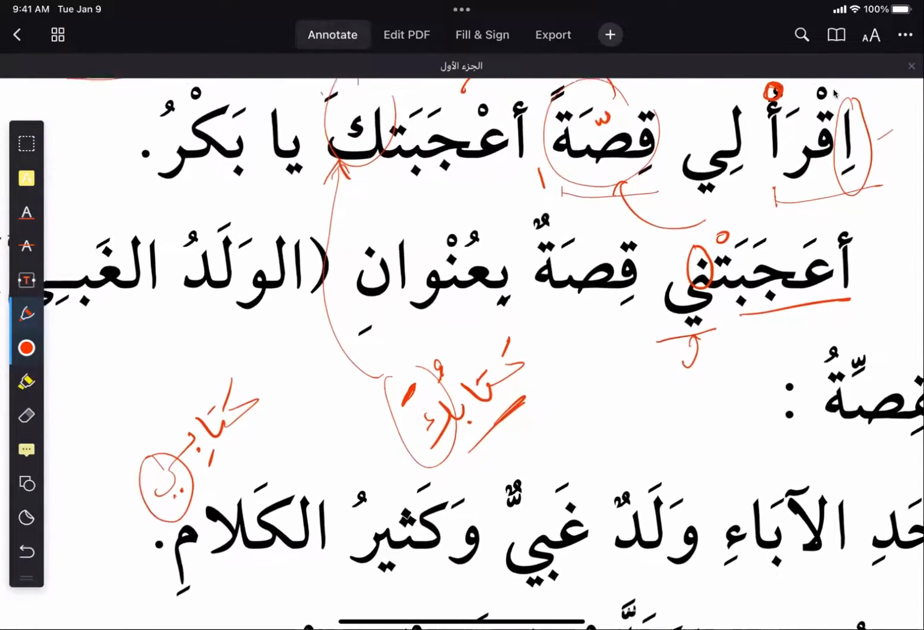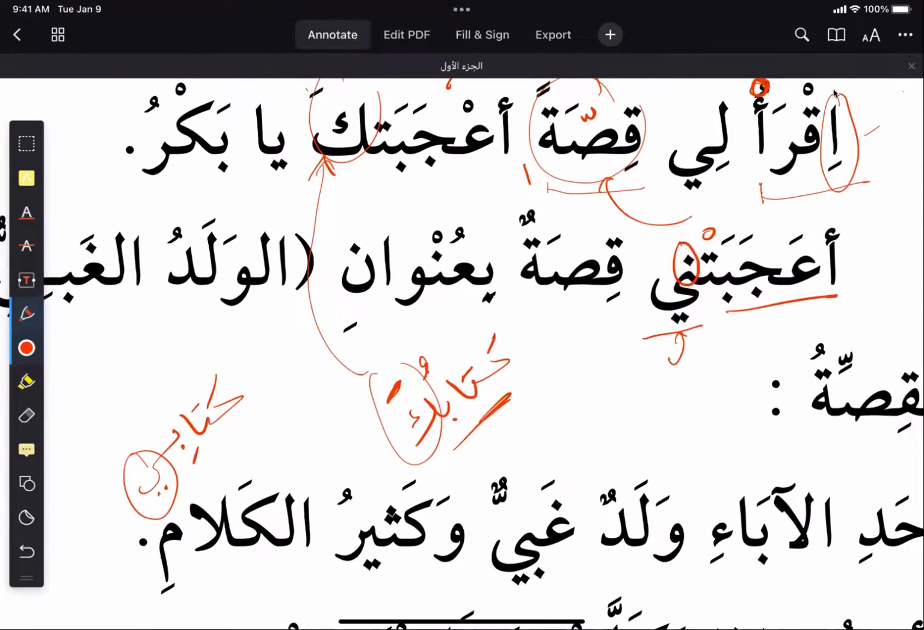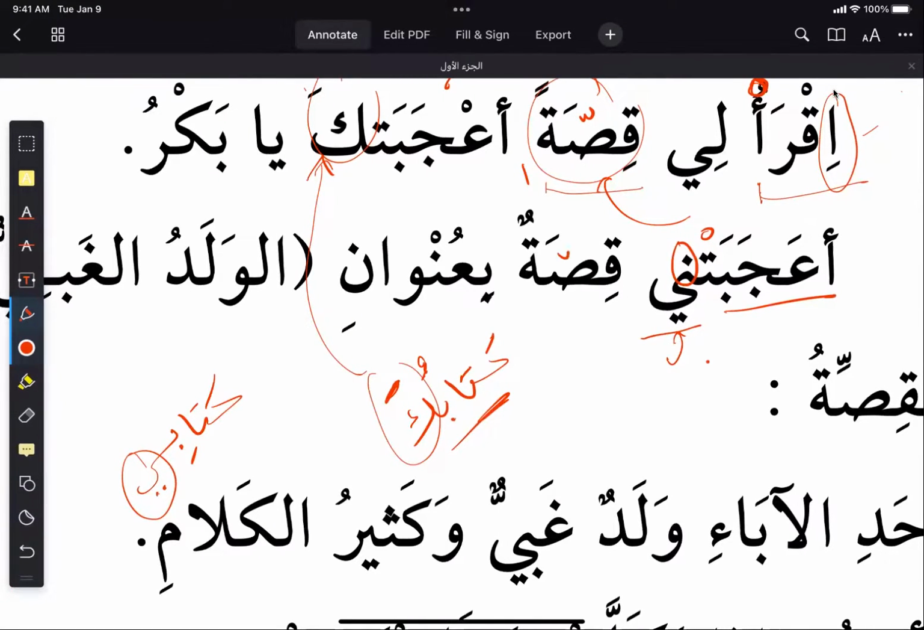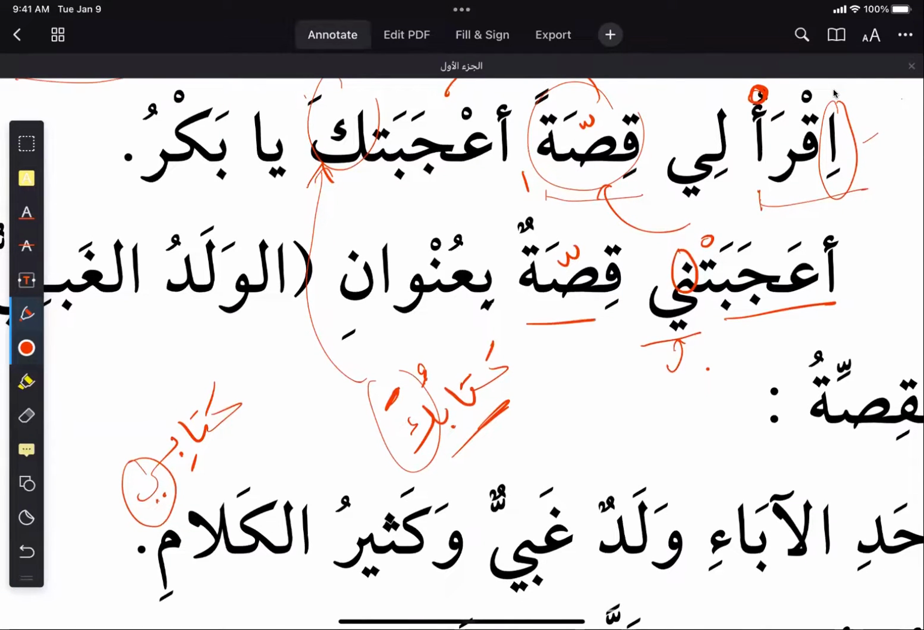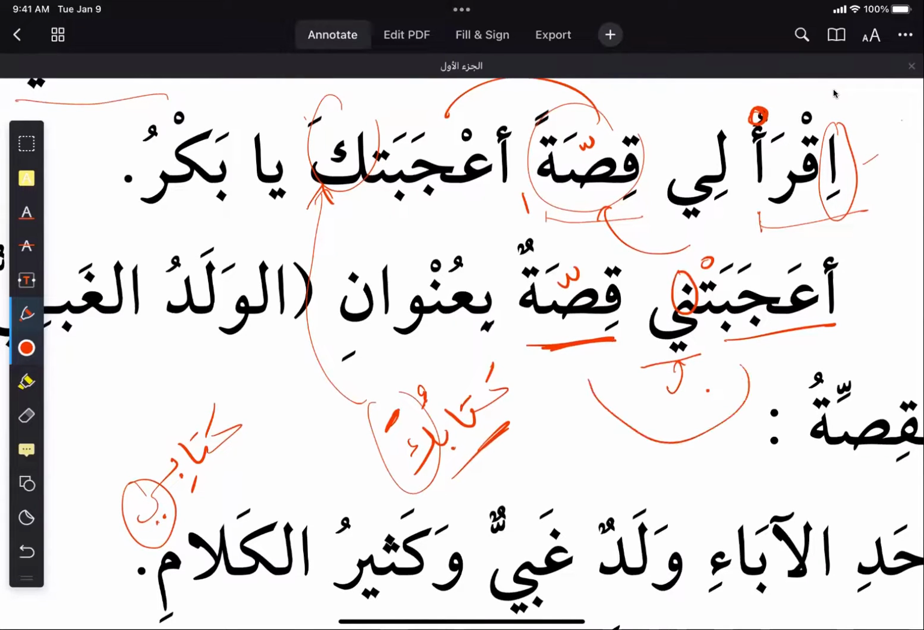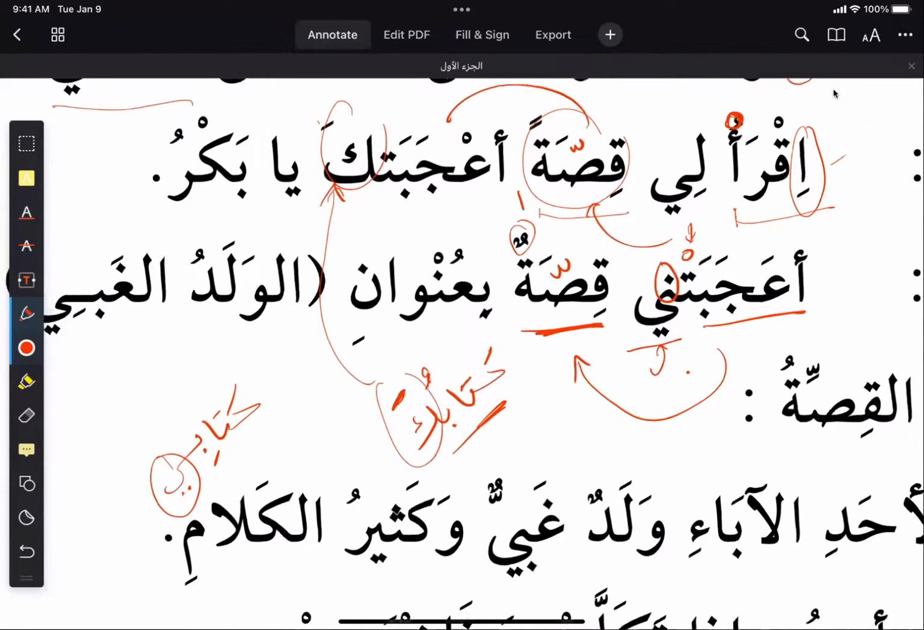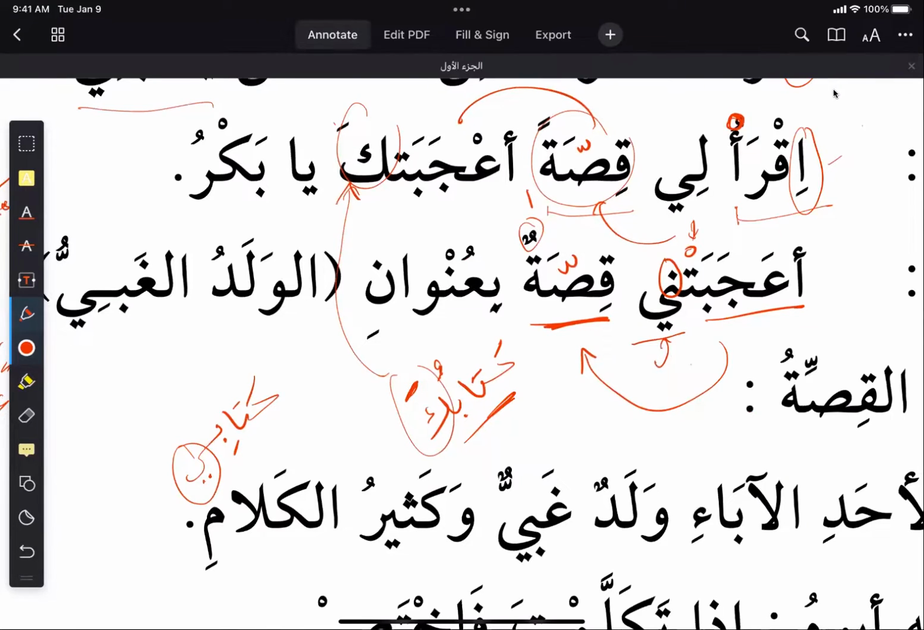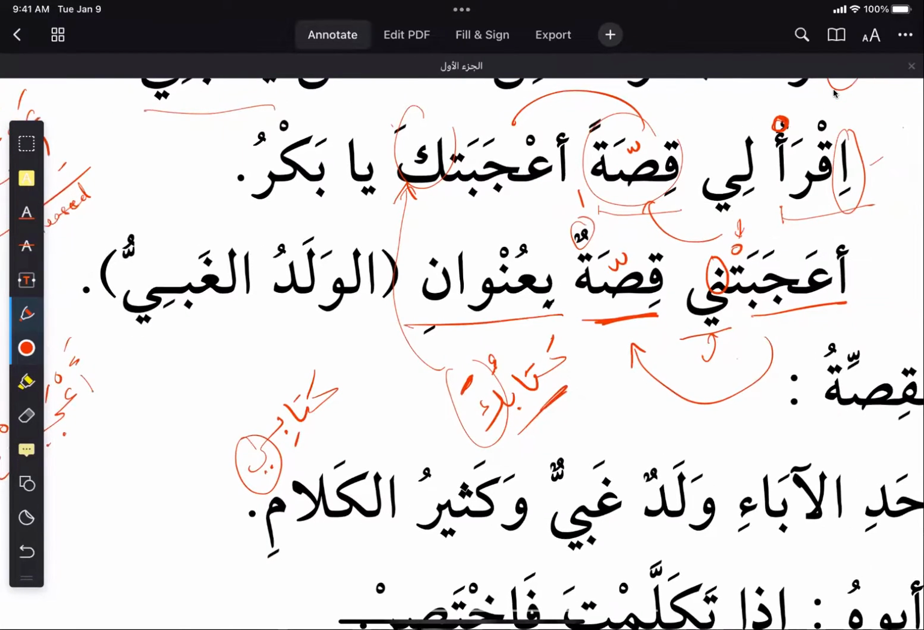Now, so ajabatni, again, keep on making mistakes here. Qissatun. See, now we know exactly which one is the subject. It's very clear because the subject, as we know in the verbal sentence, always comes after the verb. And we also have dhamma. So we know that qissa is the subject. And that's why we have ta here. So ajabatni qissatun bi'unwani. Remember, I just gave you this word in the beginning of the lesson. By the way, we have B here, bi'unwan. What is unwan?